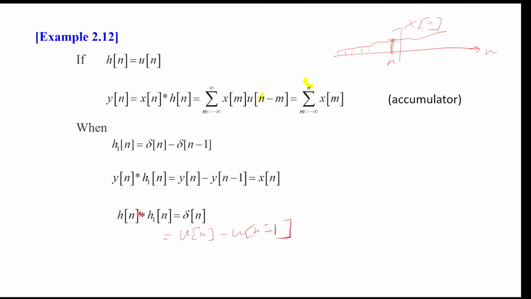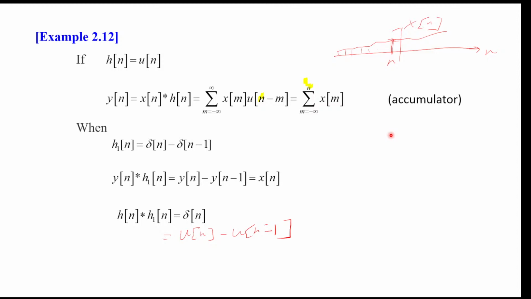The other way to check this is to take the convolution between your h of n and h1 of n. You see that it's u of n minus u of n minus 1, and that equals delta of n. Just like when we talked about the delta function and the unit step function. So taking a difference is kind of the inverse of this unit step accumulation.